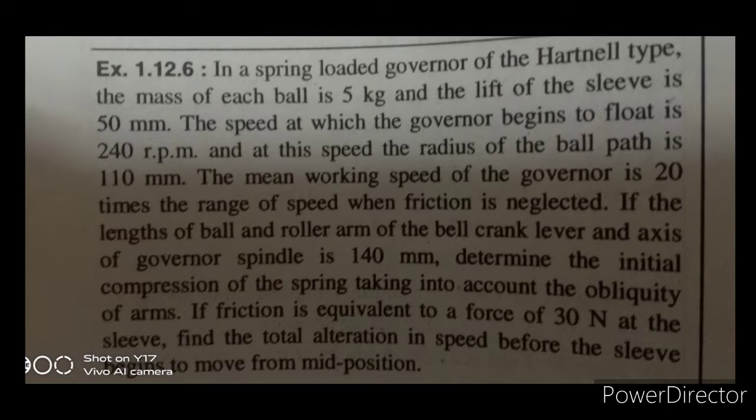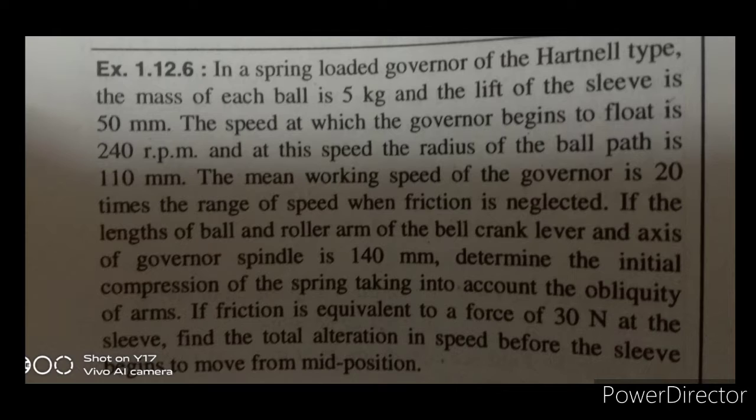Before the sleeve begins to move from the mid position, there is alteration. Mass is given, height h is given, N1 is given, converted in terms of radian per second, r1 is given. Mean working speed, this is an important sentence: mean working speed of governor is 20 times the range of speed when friction is neglected. So this we will see while solving the problem.